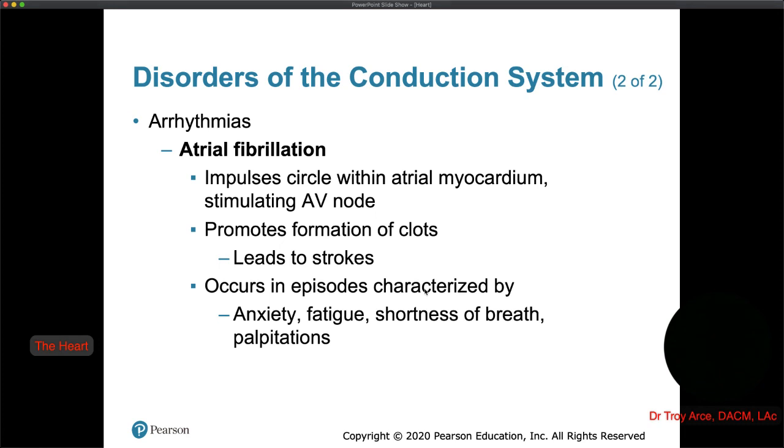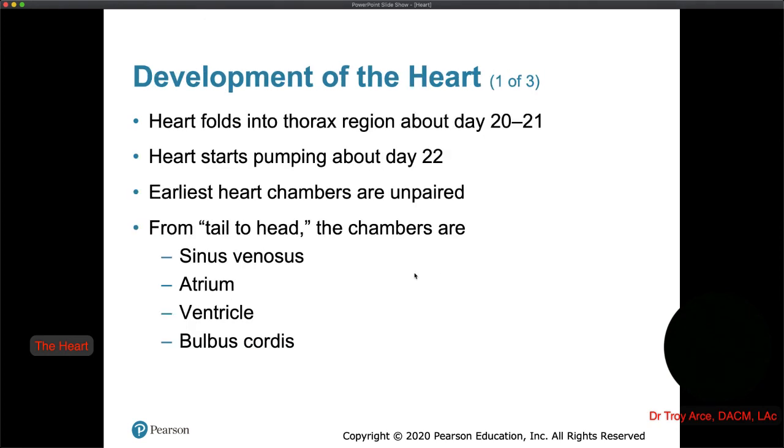Atrial fibrillation involves your top two chambers. The impulses circle within the atrial myocardium, stimulating the AV node, and promote formation of clots, which leads to strokes. It occurs in episodes characterized by anxiety, fatigue, shortness of breath, and palpitations. AFib, VFib.